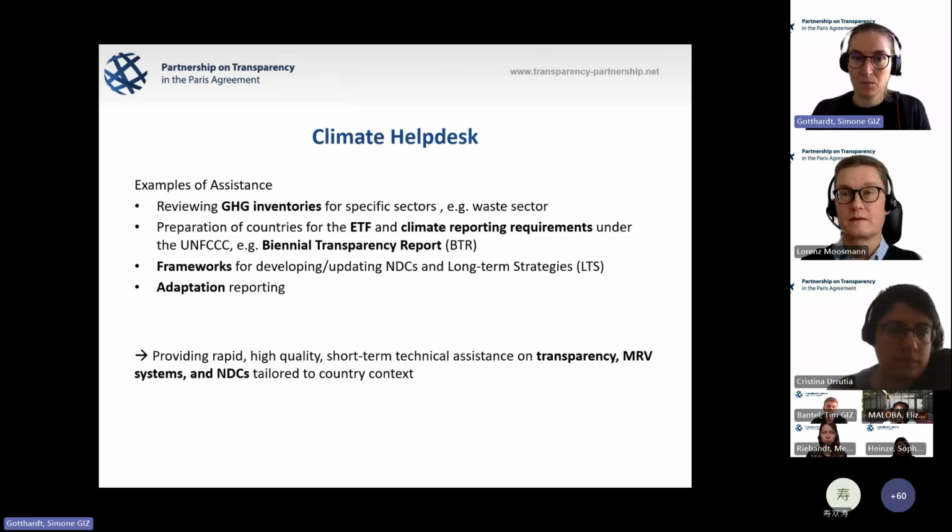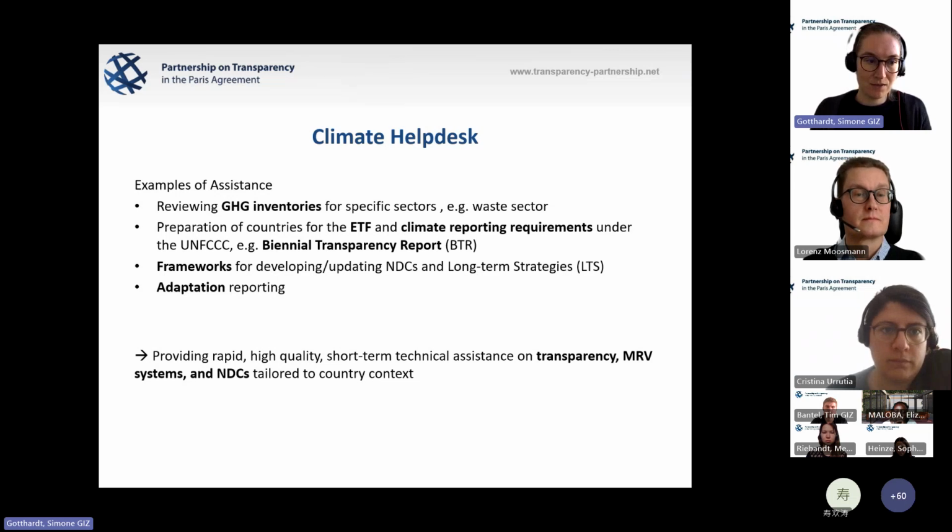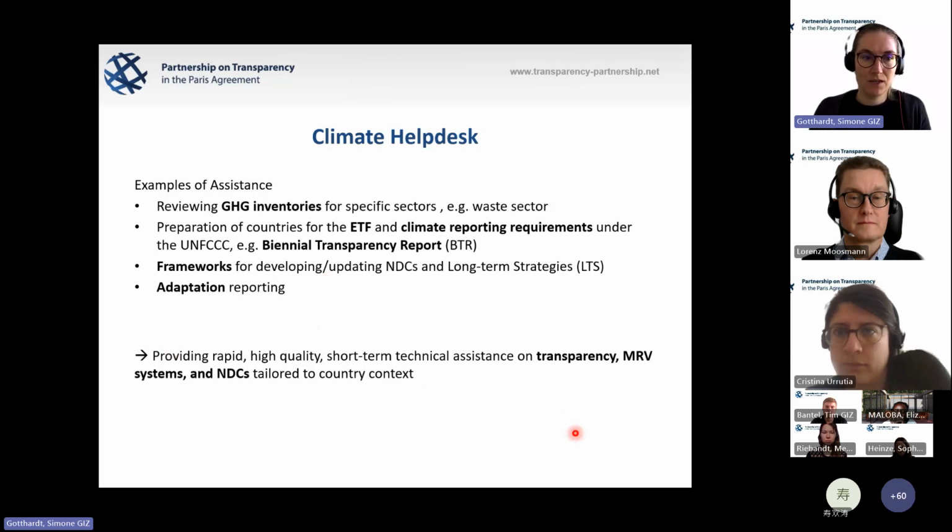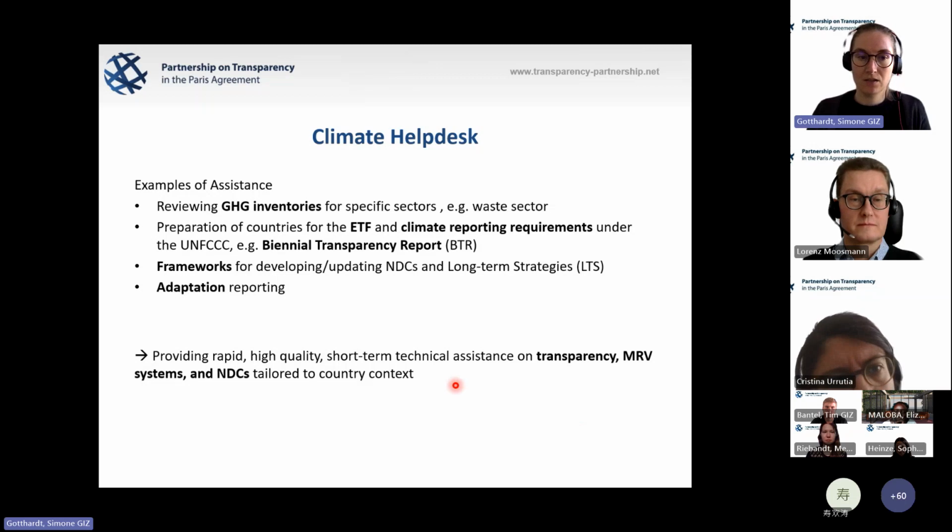Our support is wide ranging, and I want to stress here, you can see it below, that it is really a rapid, short-term support. Normally it doesn't last longer than 3 months, and we try to be as tailored as possible to your specific country context. If you notice, for instance while preparing the BTR or the GHG inventory, that your team is lacking specific training or information, then we could support you with the Climate Help Desk.